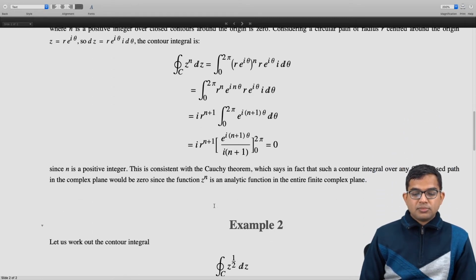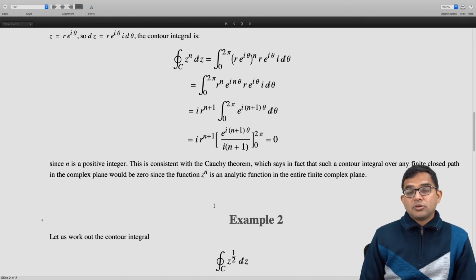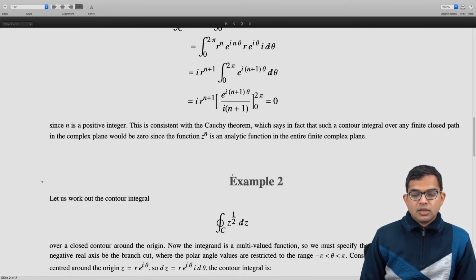Let's look at another example. Suppose we consider something like z to the 1/2. In place of z to the n, suppose I look at z to the half. Now we have to be a bit more careful. First of all, z to the half is a multi-valued function, so you have to specify the branch that you're working in, and specify the branch cut. So now suppose we restrict the polar angle to lie between minus pi and plus pi. This is the principal branch, considering a circular path of radius r.